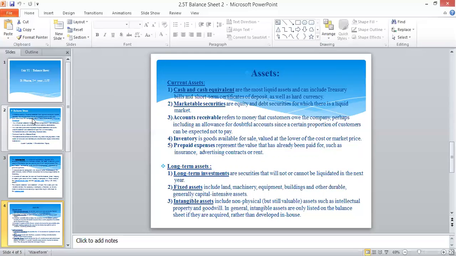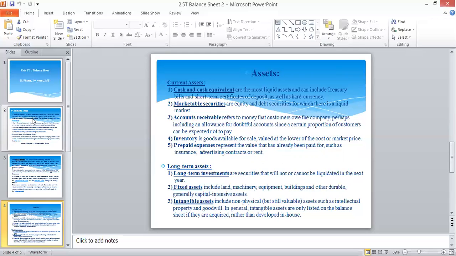Second, marketable securities. Marketable securities are equity and debt securities for which there is a liquid market. Third, accounts receivable. Accounts receivable is money that customers owe the company, perhaps including an allowance for doubtful accounts, since a certain proportion of customers can be expected not to pay.